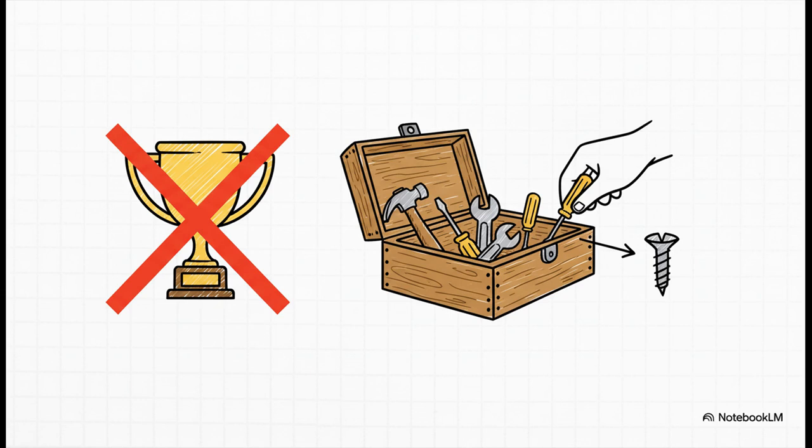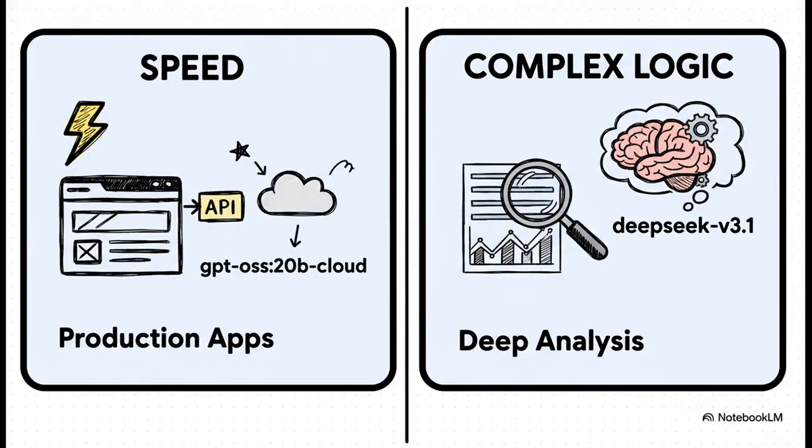You have to stop asking, what's the best model? And you need to start asking, what's the right model for this specific task? Because the answer is going to change depending on what you're trying to do. So here's your first big trade-off: speed versus reasoning.